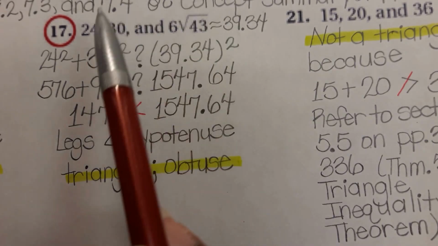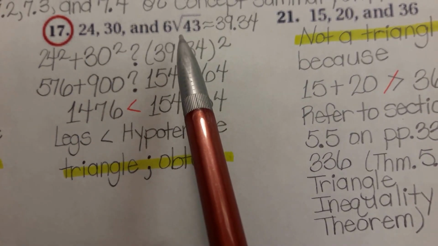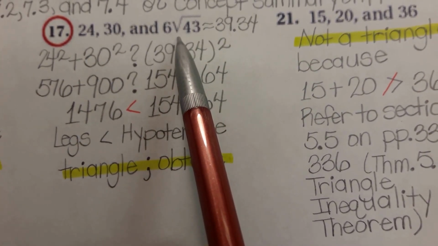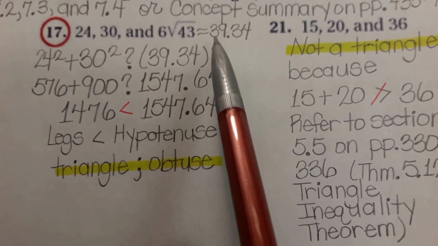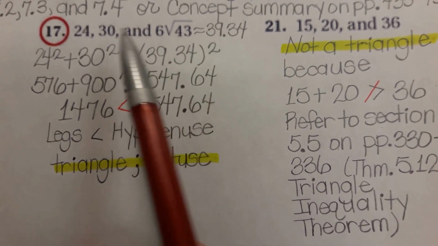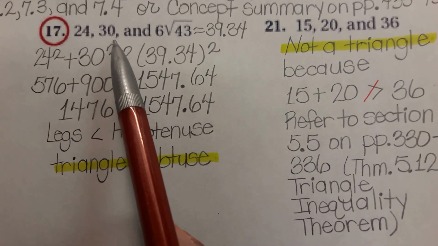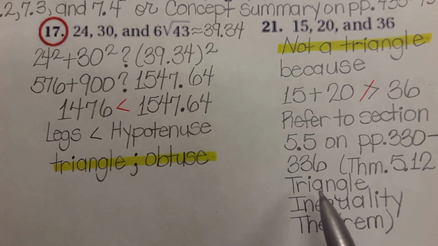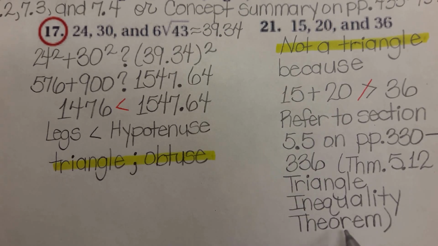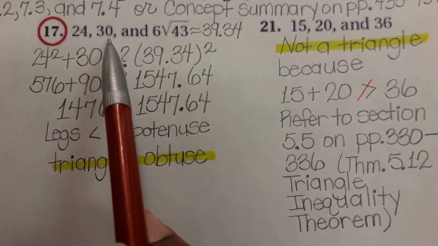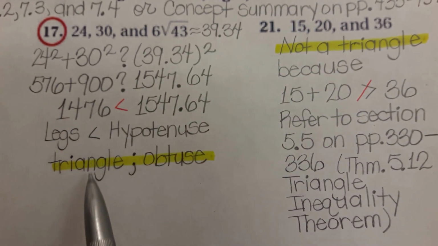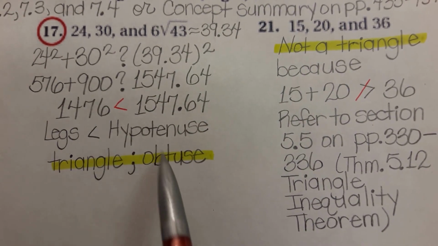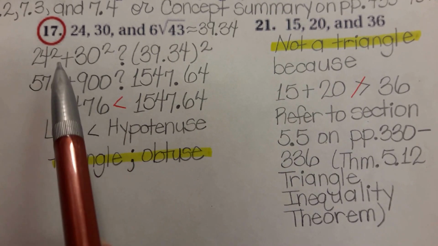The next one. Again, if you notice, I took my 6 square root of 43 and I changed it to a decimal. So I see that my decimal answer is larger than these two here. So applying the triangle inequality theorem, I know that these two sides will be bigger than that third side. So it is a triangle, and now I want to set up my Pythagorean theorem.